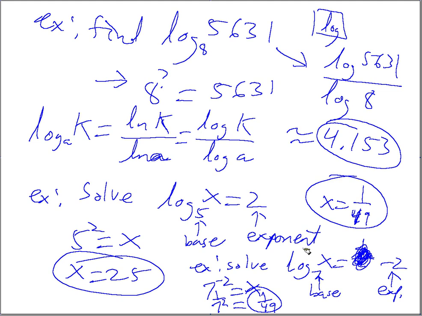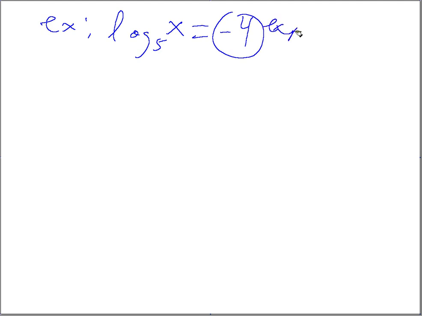All right, let's do one more. I'm going to clear out the screen. What about log base 5 of x equal to negative 4? So again, take the base to the exponent. The negative 4 is my exponent, and this is my base. Once again, convert it to an exponential. So 5 to the negative 4 is equal to x. So x is equal to 1 over 5 to the 4th if you convert it to a positive exponent.